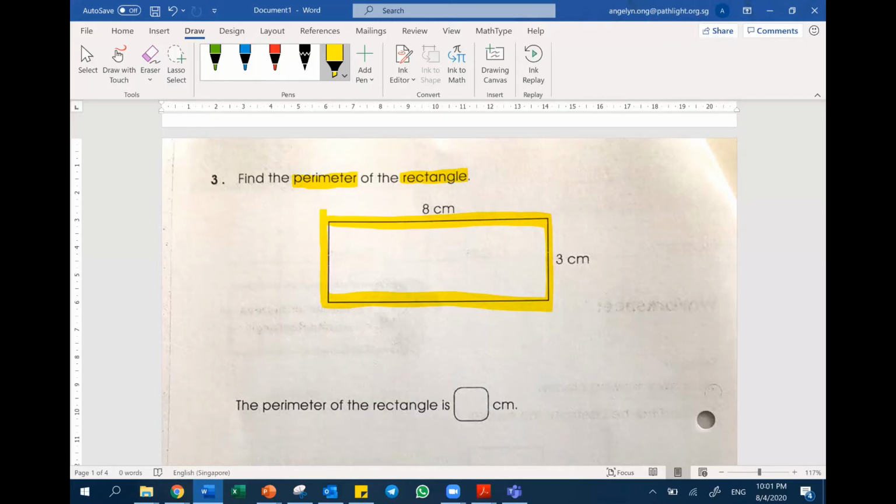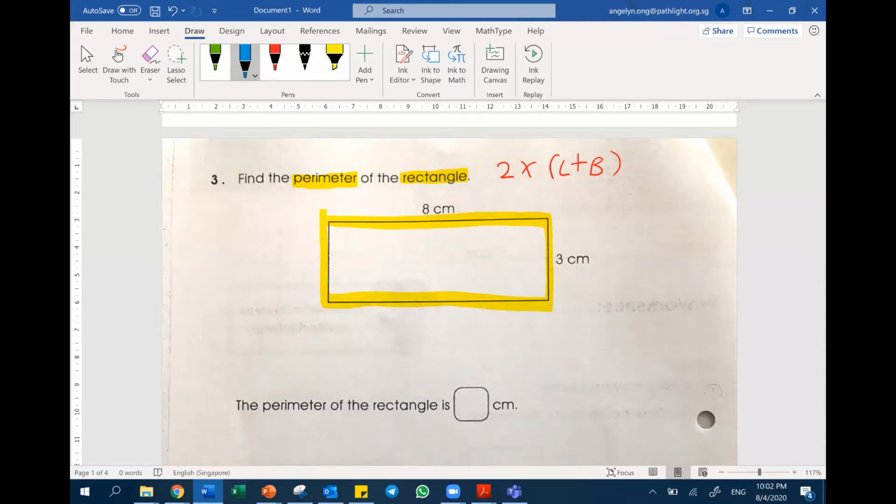So it is 2 times of length times breadth. Sorry, not length times breadth. Length plus breadth. We're doing adding up because it's perimeter. Okay, we're adding up all the sides. Okay, before we go into the calculation, let's label the rectangle, okay?